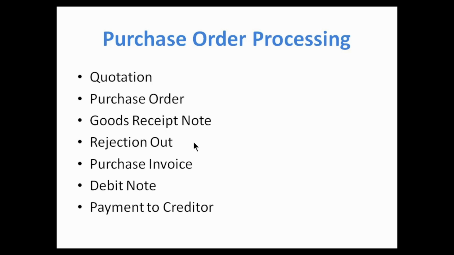For the goods actually received by us, we receive the invoice. If after the invoice we reject the goods, in that case a debit note is issued. And then lastly, we pay to the creditor. This is known as purchase order processing.